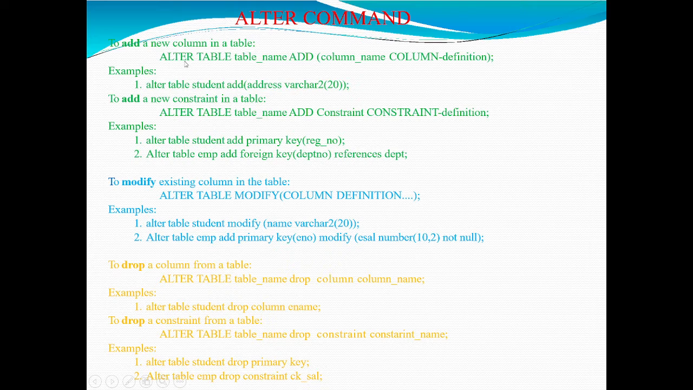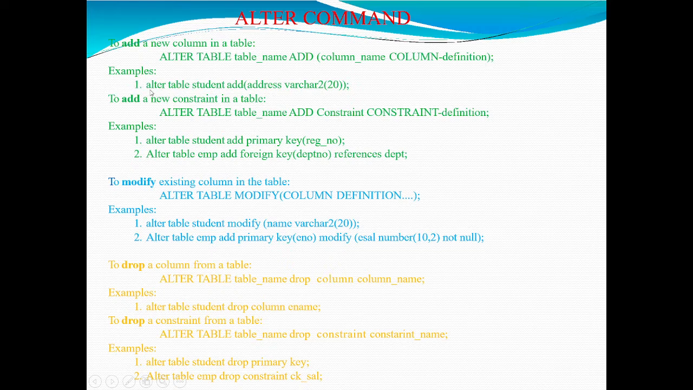See the syntax: alter, there should be a keyword called table, then comes the table name, then comes the keyword called add, and whatever column you wanted to add, you can specify it within the braces, column name and its definition. That means its data type and constraint, then close the braces, semicolon. If you wanted to add two columns, you can list their column names and definitions separated with a comma. So let us look at the example.